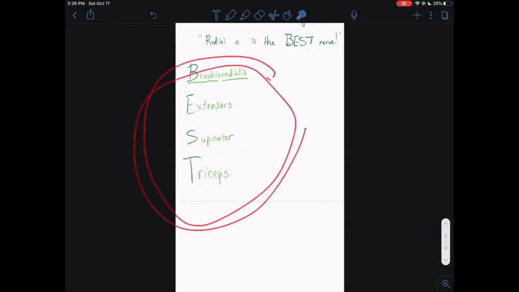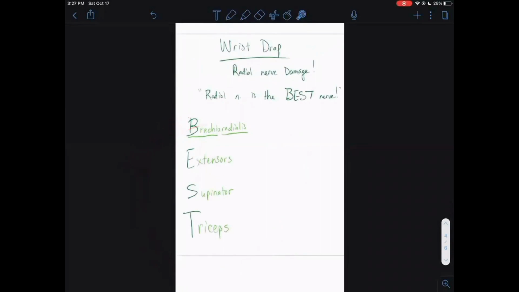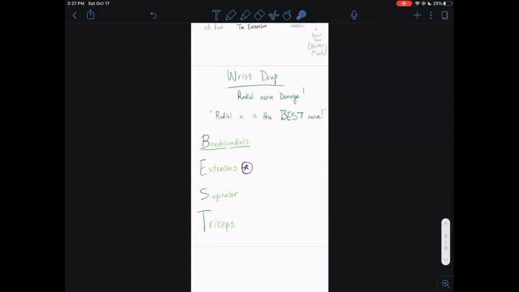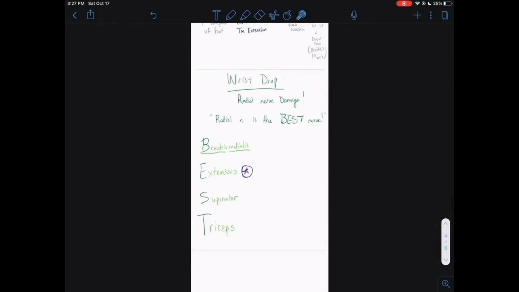So right here, you got everything that the radial nerve does. Brachioradialis for B, extensors for E, supinator for S, and then triceps for T. Okay, so we said if you have wrist drop, you can't extend your wrist. All right, so you lose these extensors right here. Super, super high yield. You will get questions on this. I know it's anatomy and everybody's like, anatomy, whatever, that can't be that helpful. But these are the questions that you see on the test and you're like, man, I should really know this. So if you get this, remember radial nerve is the best nerve.